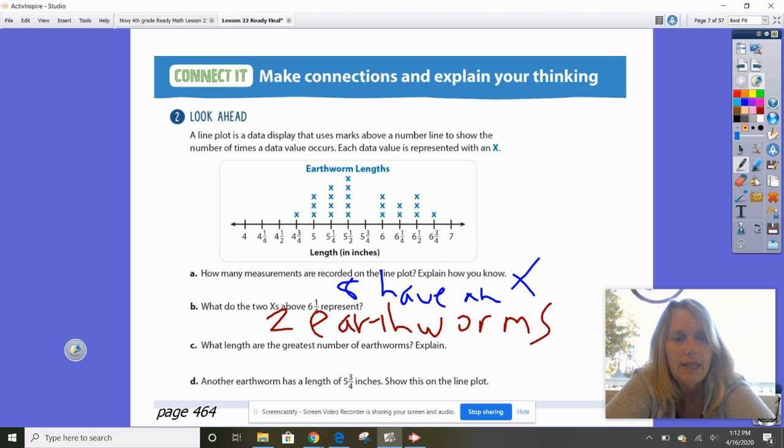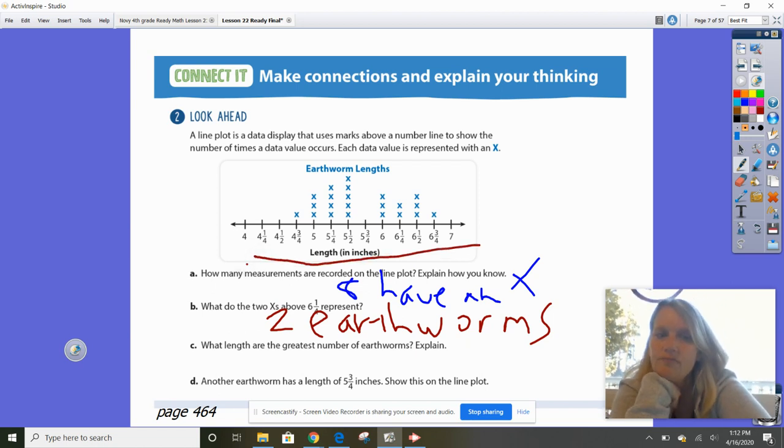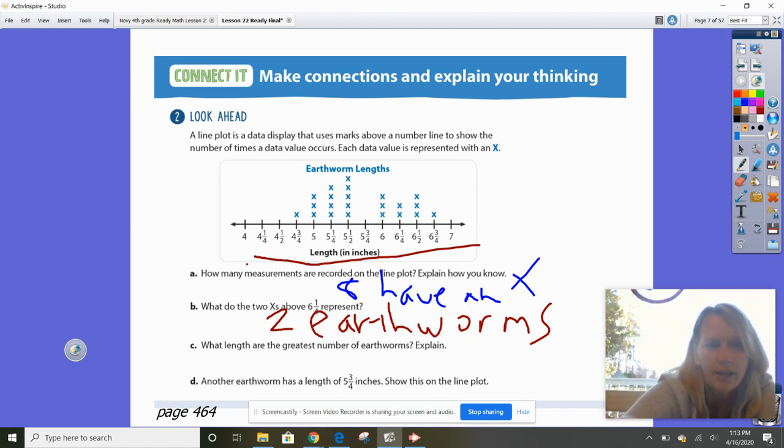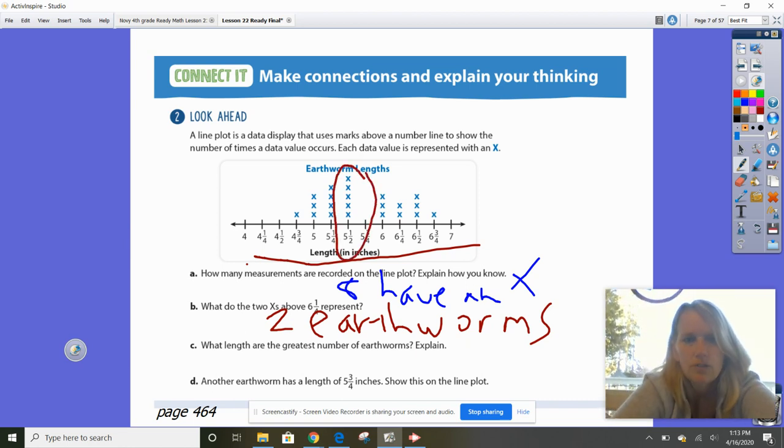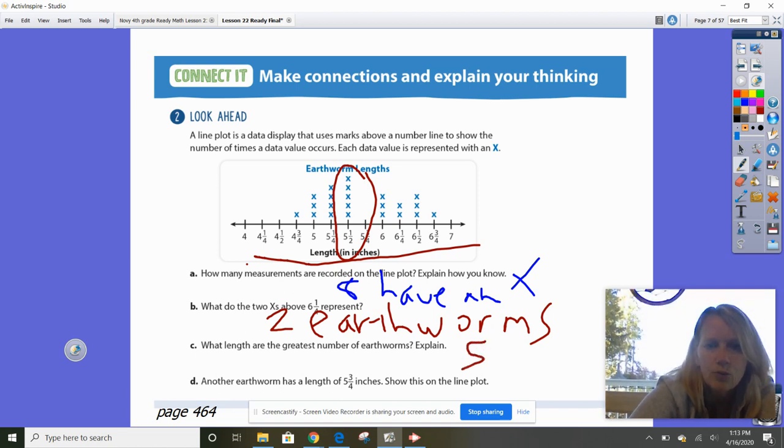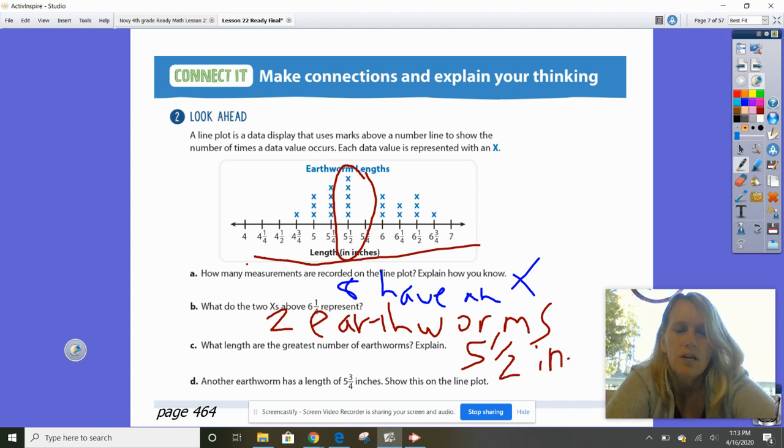Number C, what length are the greatest number of earthworms? This is one people often mess up. The lengths are all down here, so it's going to be one of those numbers. Which of the lengths has the greatest number of earthworms? Well, that's got to be this one, because it's got the most. So what length is that one? 5 1/2 inches is the length. So the most earthworms are 5 1/2 inches.